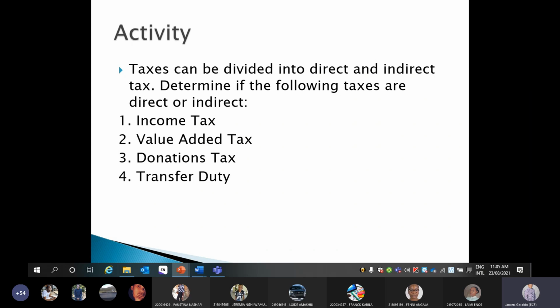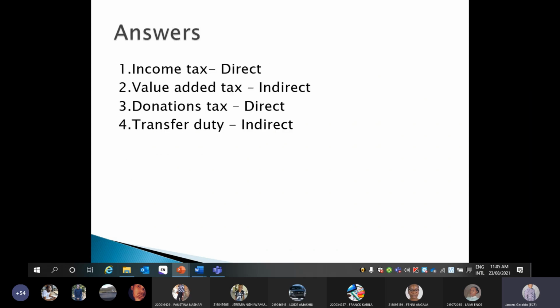Donations tax is direct again, and transfer duty is indirect. Now guys, with transfer duty, that is when you sell your house. Even in Namibia, we also have this tax. There's a smaller portion that they call transfer duty that you will have to pay.